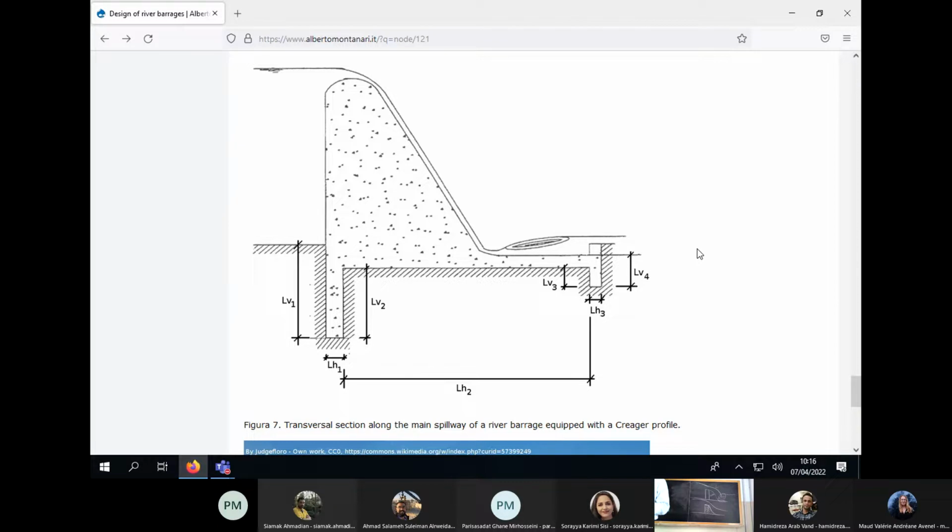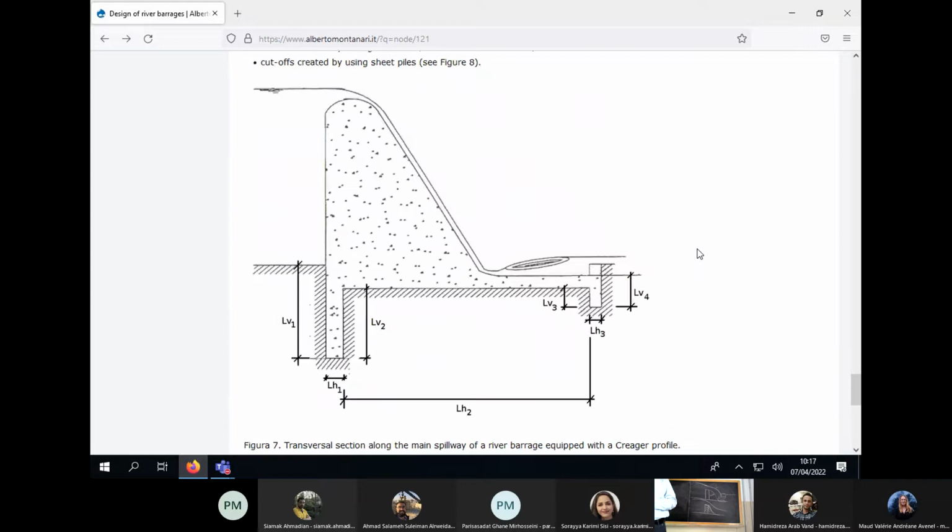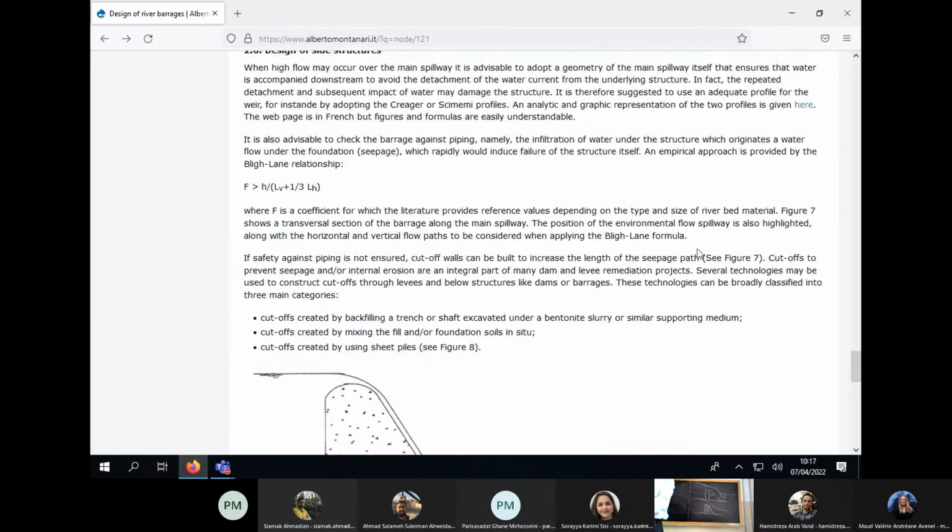And what is the rule of thumb that we may follow? First of all, you have a water depth upstream, which is the driver of the piping. I think it is called here H. Let me see. And this is the rule. You divide H by the sum of the vertical path plus 1/3 of the horizontal path, because the vertical path is more effective.